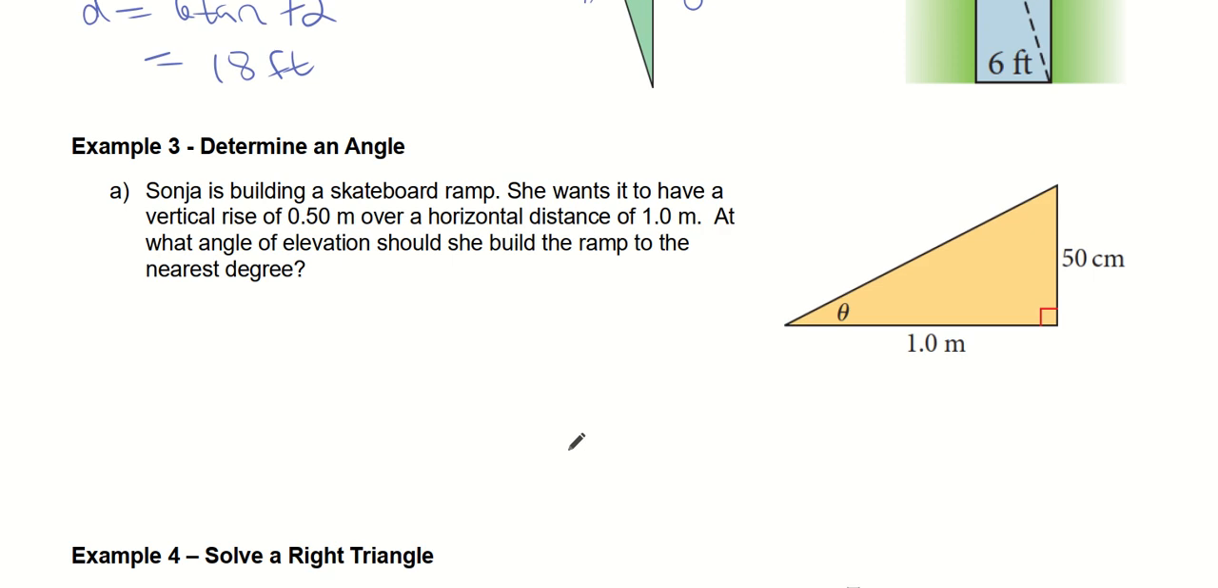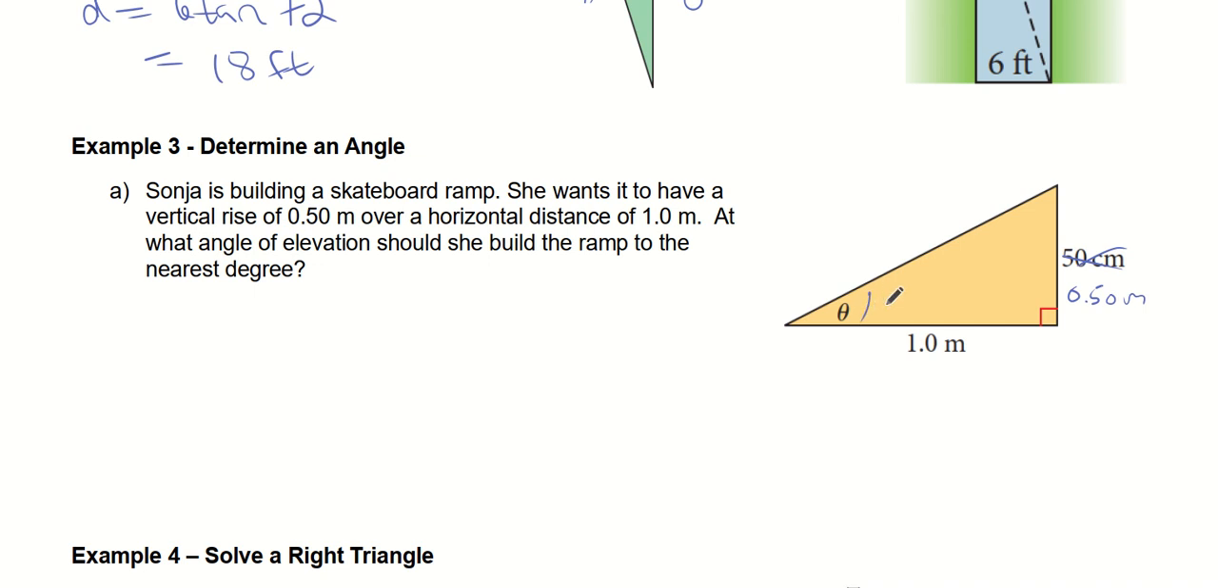We have another triangle. It says here, Sonia is building a skateboard ramp. She wants to have a vertical rise of 0.5 meters. 0.5 here is expressed in centimeters, but let me just write that in so it's easier to see, because we want to work in the same units. So I'm going to put down over here 0.50 meters. I just did the conversion right here. So 0.5 over the horizontal distance of 1 meter, which we have here. At what angle of elevation should she build the ramp to the nearest degree?